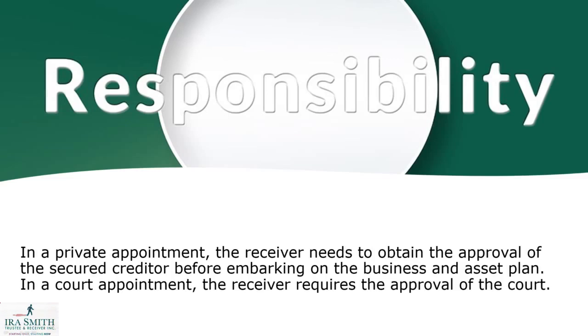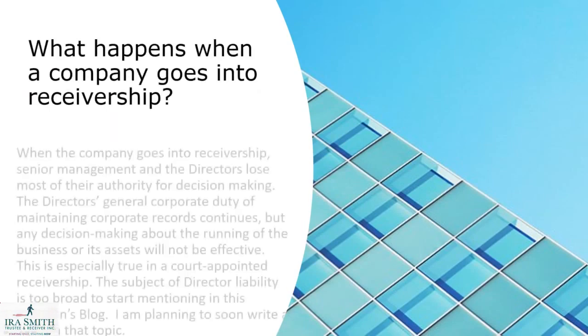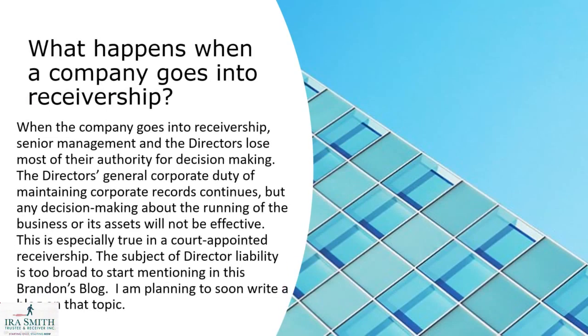When the company goes into receivership, senior management and the directors lose most of their authority for decision-making. The directors' general corporate duty of maintaining corporate records continues, but any decision-making about the running of the business or its assets will not be effective. This is especially true in a court-appointed receivership. The subject of director liability is too broad to start mentioning in this blog. I am planning to soon write a blog on that topic.